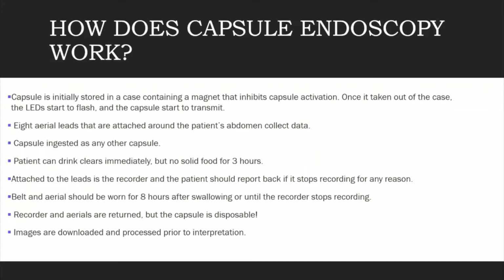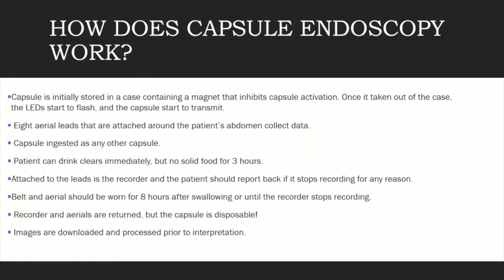How does capsule endoscopy work? The capsule is initially stored in a case containing a magnet that inhibits capsule activation. Once it's taken out of the case, the LEDs start to flash and the capsule starts to transmit. Eight aerial leads that are attached around the patient's abdomen collect data.